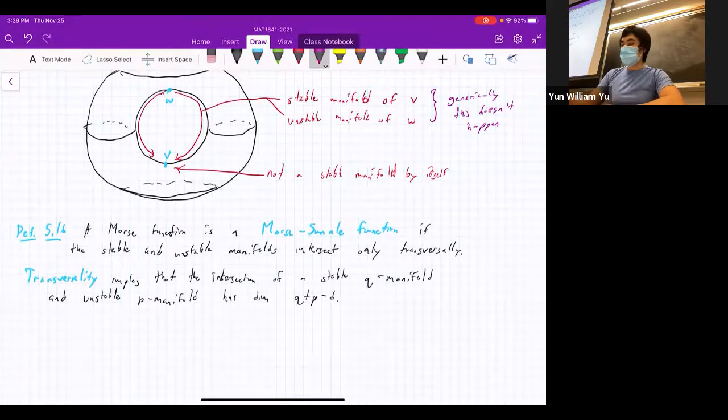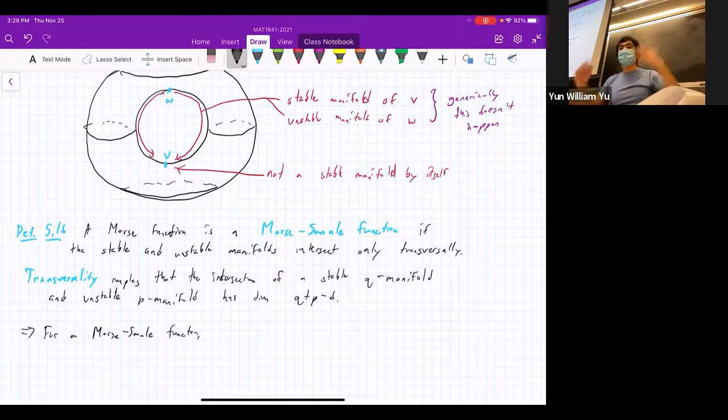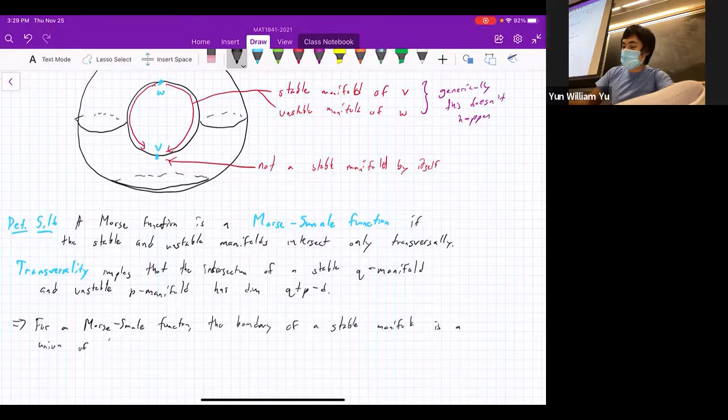And once you do this, so once you have a Morse-Smale function, then that implies that for a Morse-Smale function, the boundaries are actually unions of lower dimensional things. So the boundary of a stable manifold is a union of lower dimensional stable manifolds.